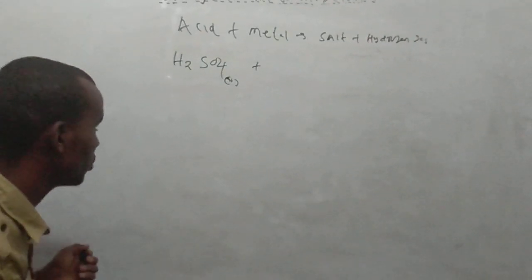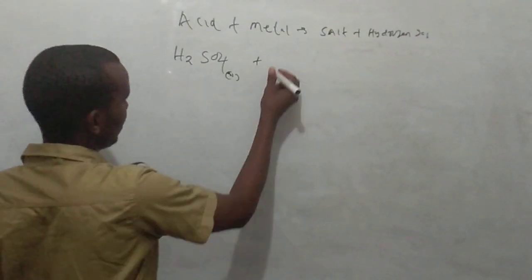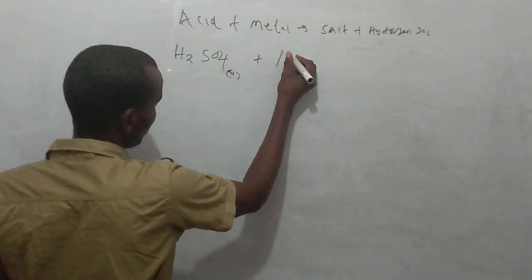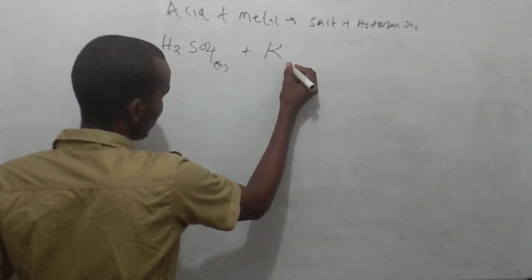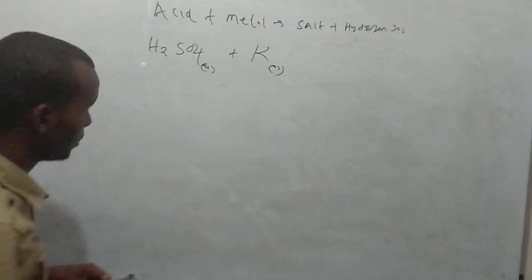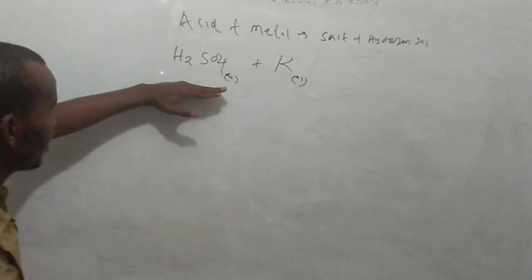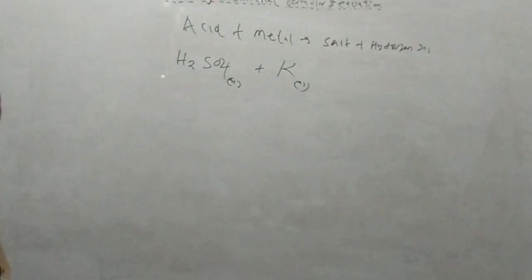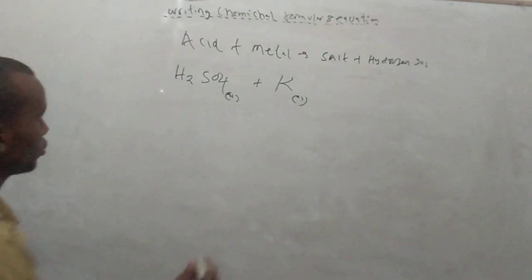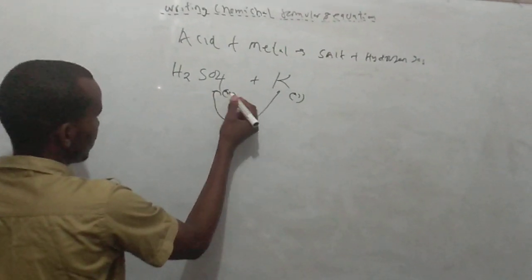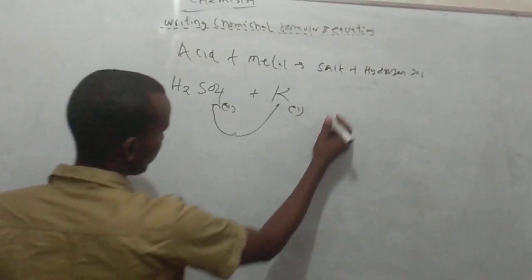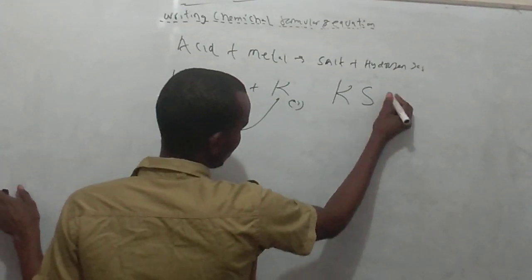Let me say I reacted it with potassium. So it means potassium acid plus metal, we said, will give us salt plus hydrogen gas. Our salt will form from the sulfate and the potassium. We will have potassium sulfate.